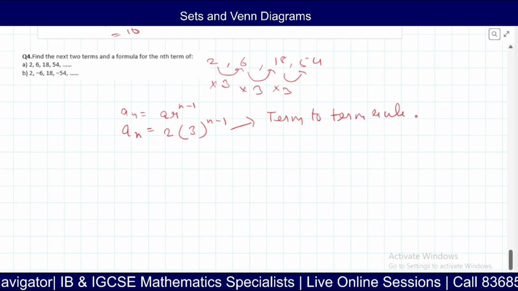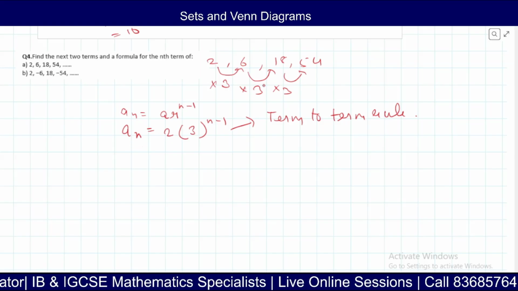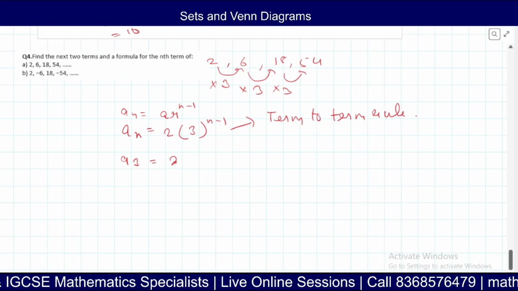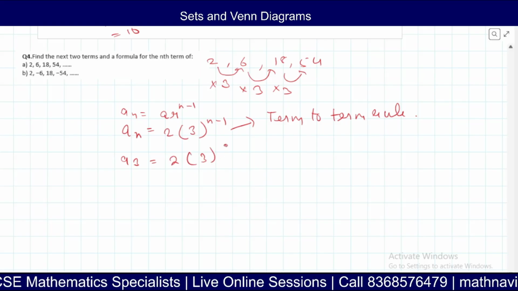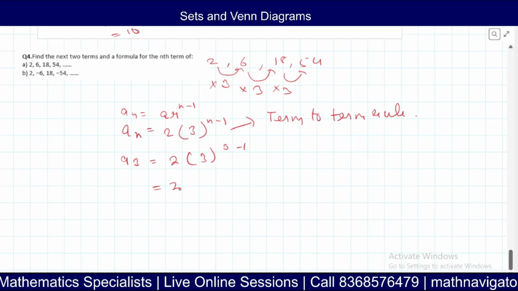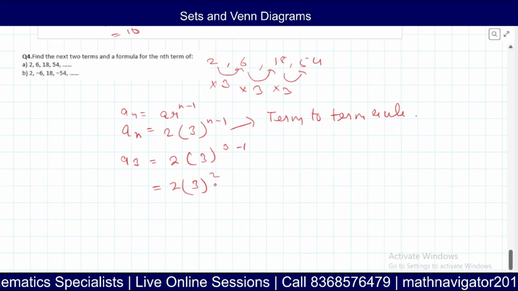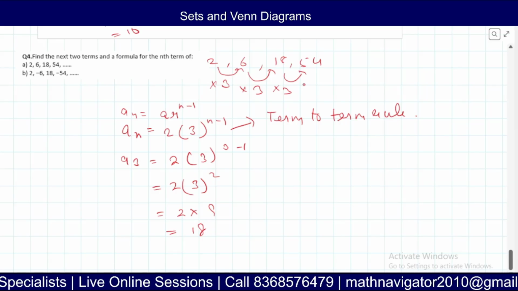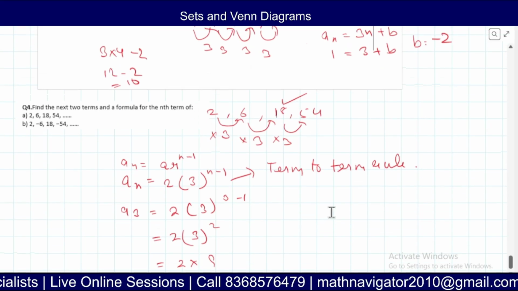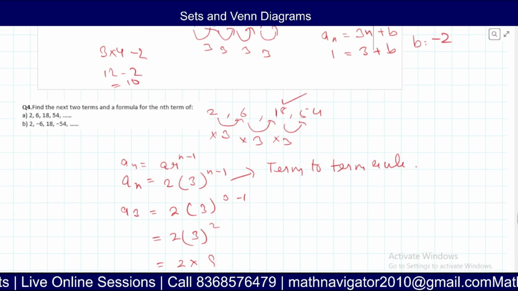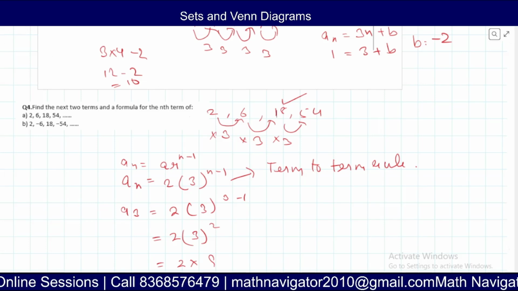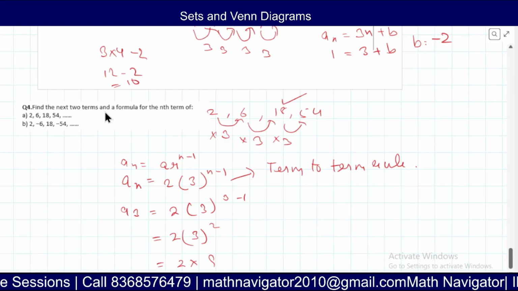Got it? Now let's check. I want to find a3. So 2 times 3 to the power 3 minus 1, which is 2 times 3 squared, which is 2 times 9, which is 18. Perfect. So we've got it. Now we'll do the next question. Let's delete this so that we make space for the next question.